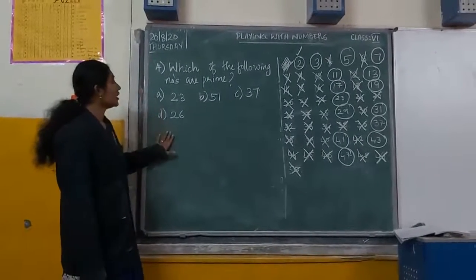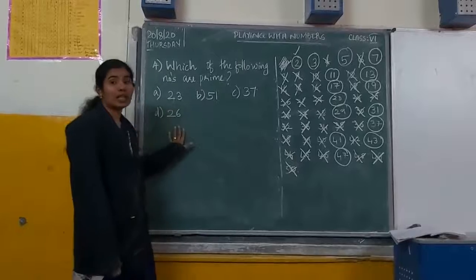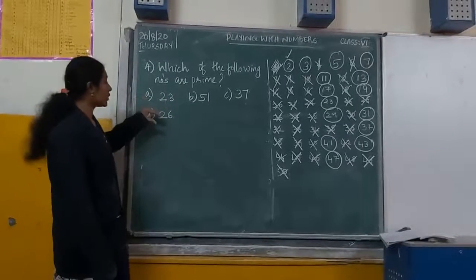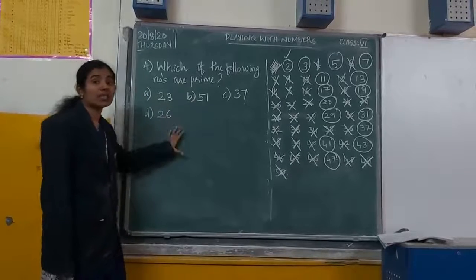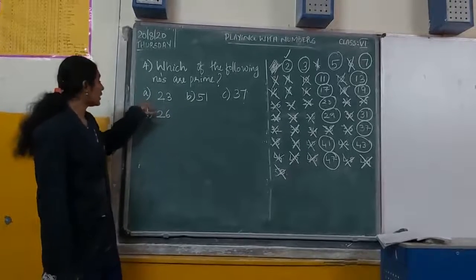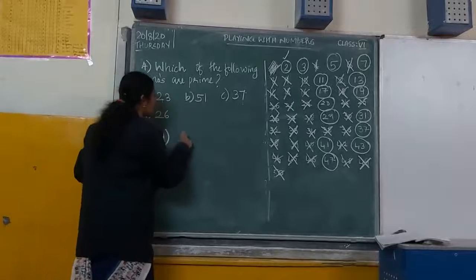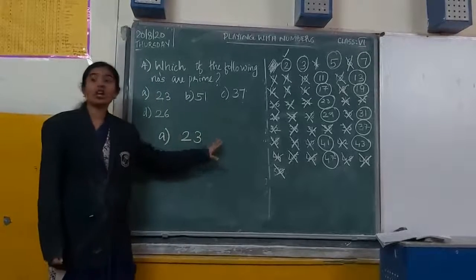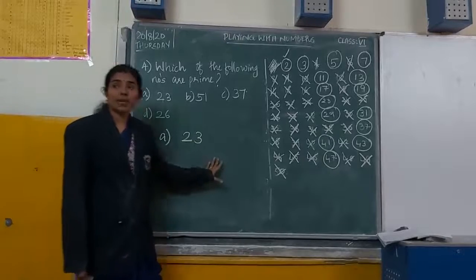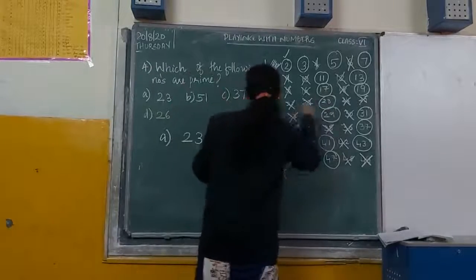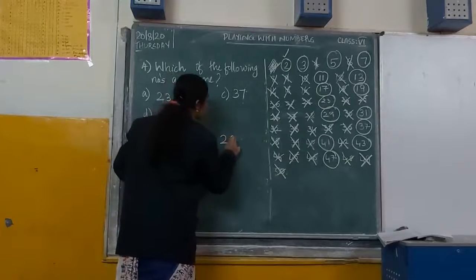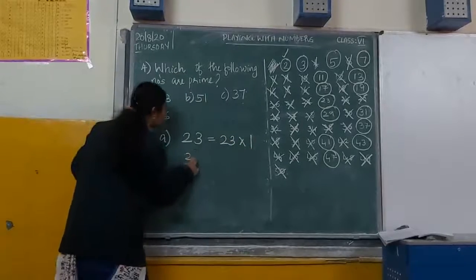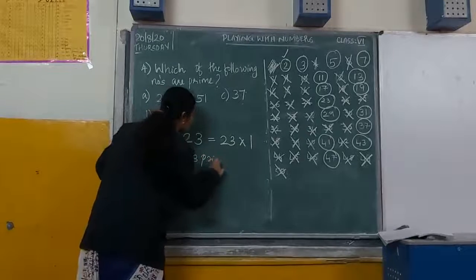See the next question. Which of the following numbers are prime numbers? Here they have given some numbers. In this one, which are the prime numbers that we should identify? The first number they gave is 23. Is it a prime or composite number? It is a prime number. So 23 is a prime number.